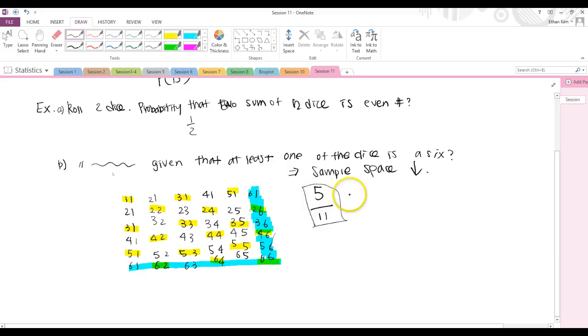But just remember what we did. For the top part, we're looking at the intersection between an even number and one of the dice being a 6. That's the top part. And the bottom part is the sample space, which means that at least one of the dice has to be a 6. That's how we came up with this 11. Alright? Okay, so why don't we look at another example?